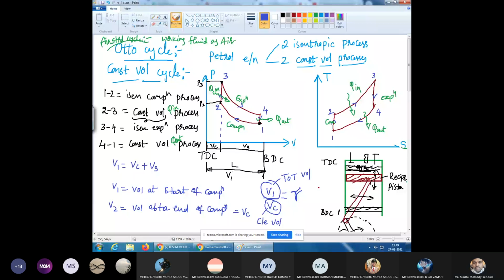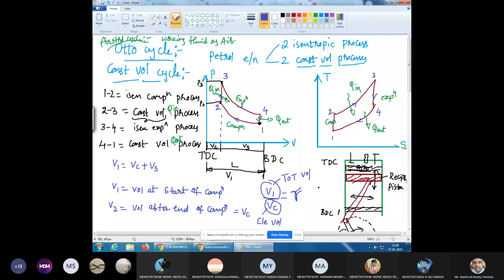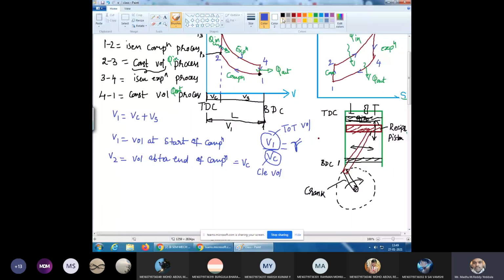Clear? Please reply. Yes, sir, clear. Again, 2 to 3, which process is it? 2 to 3, what is the process? Constant volume process. And 4 to 1 is also a constant volume process. Therefore, I can write V1 is equal to V4, and V2 is equal to V3.